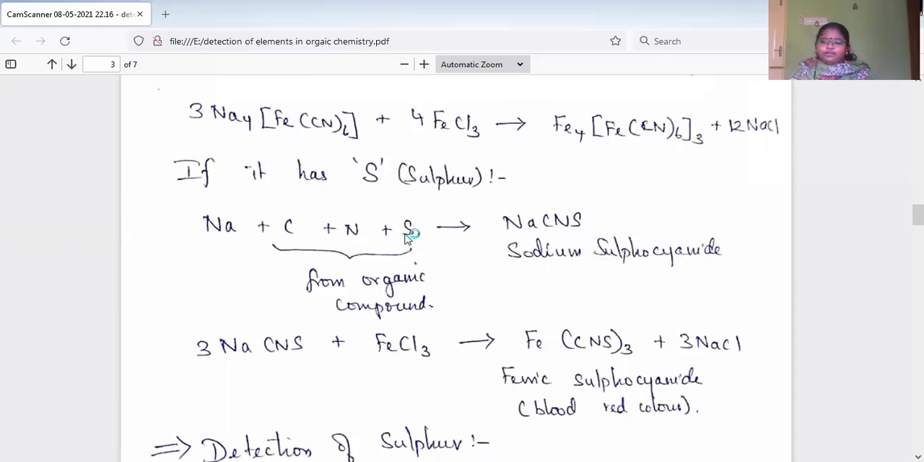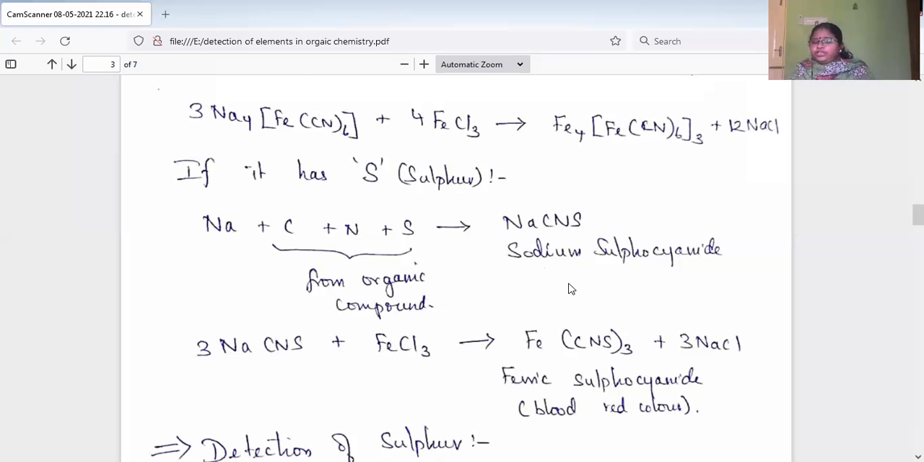If the same compound has sulfur, when you do this test, the organic compound has carbon, nitrogen, and sulfur, all three elements, that leads to sodium sulfocyanide, and this sodium sulfocyanide reacts with ferric chloride, the same procedure. So you add ferric chloride and you get ferric sulfocyanide, which is blood red color.